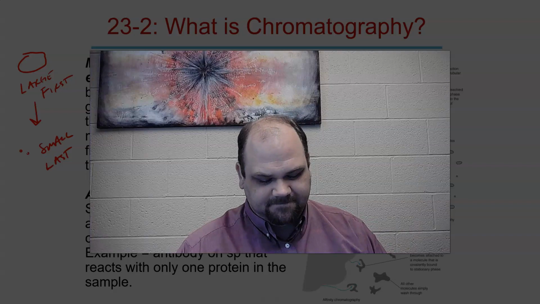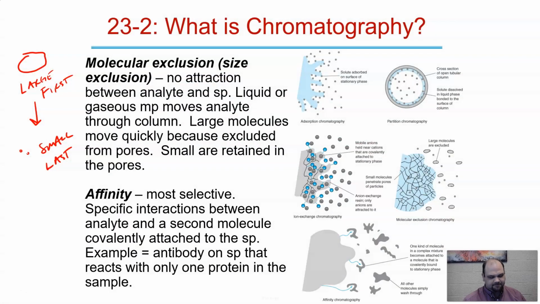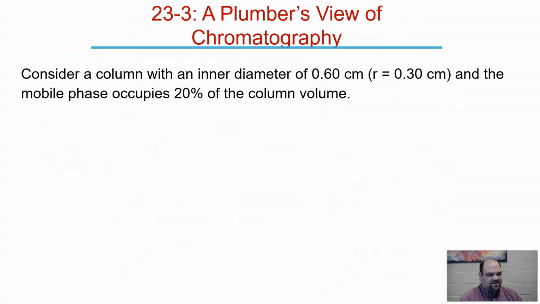Okay, so getting into it, let's consider a column that has an inner diameter of 0.6 centimeters and a mobile phase that occupies 20% of the column volume. So there's those stationary phase particles, that powder occupies the other 80%. Well, we want to figure out a few things from this. The first thing that we want to figure out is the volume of the column. If we knew the length of the column, we'd figure out the total volume of the mobile phase. But this doesn't give us the total length. So let's find the volume of the mobile phase per centimeter.